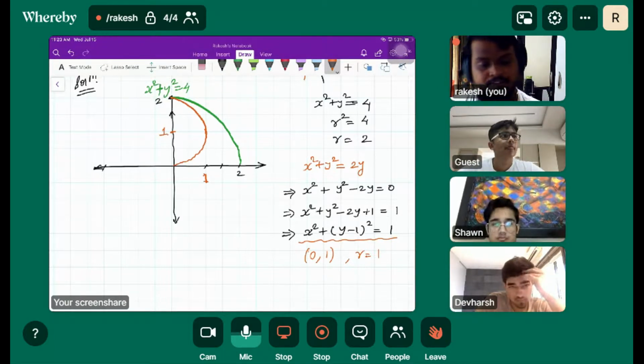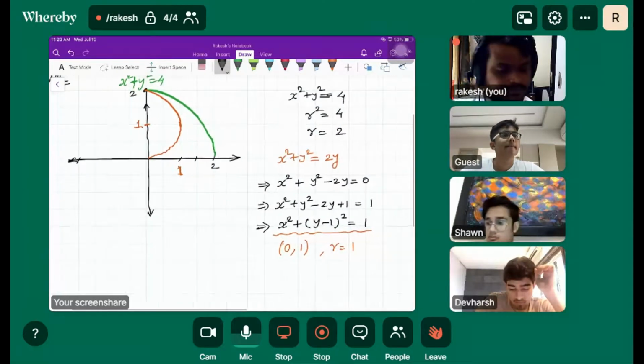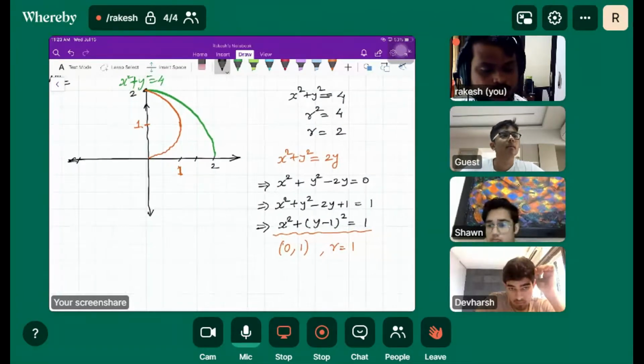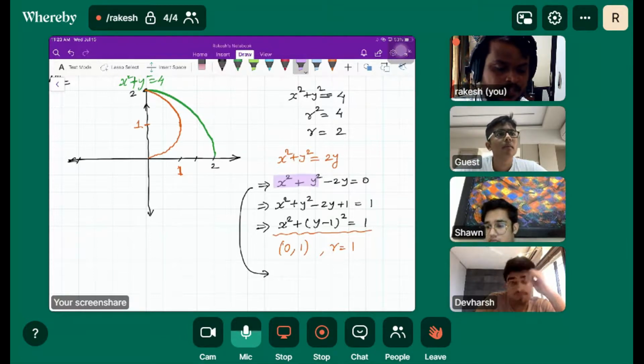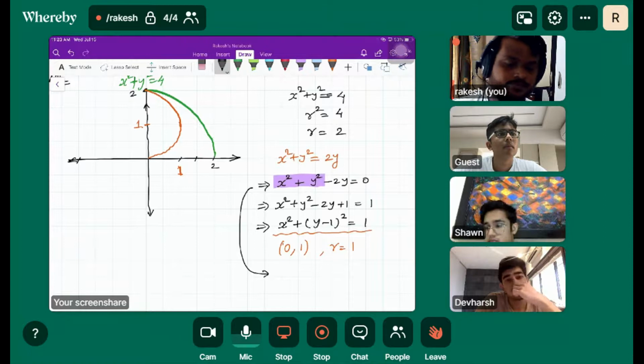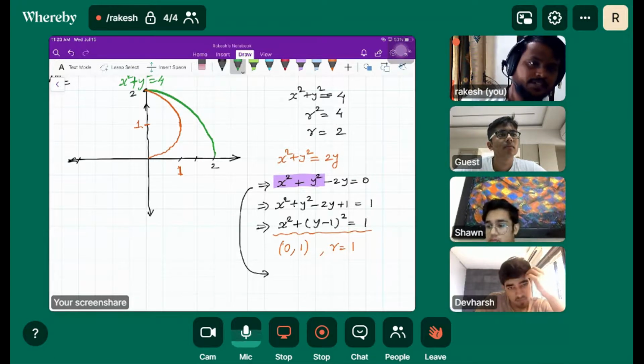Now can we find out the polar equation of that? So here, what is x square plus y square? Whenever we see x square plus y square, what do we do? That will be replaced by r square, right?